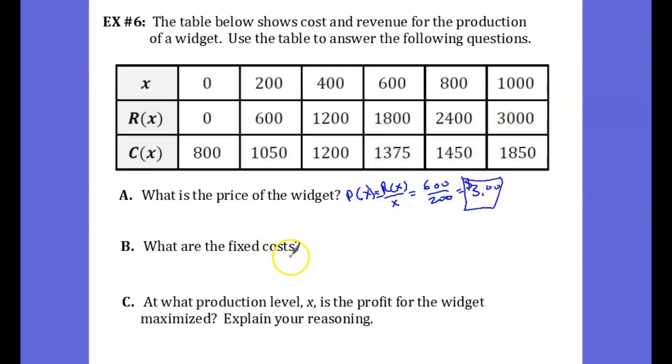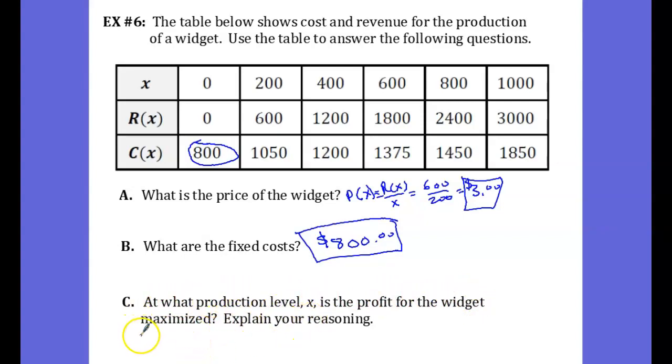Now, what are the fixed costs? Well, remember that the fixed costs, that's what you pay when you make no widgets at all. This is the cost of your utilities, your overhead, insurance. So from the table, that's going to be $800. And then in part C, it says at what production level X is the profit for the widget maximized?